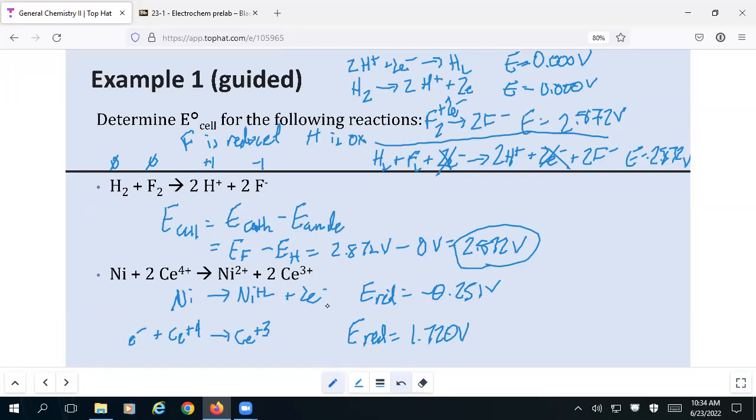So with the two reduction potentials, if I didn't want to mess around with flipping the sign or anything like that, I could just simply go that E cell is equal to 1.720 volts minus negative 0.251 volts. 1.72 minus negative 0.251 would give me 1.971 volts.